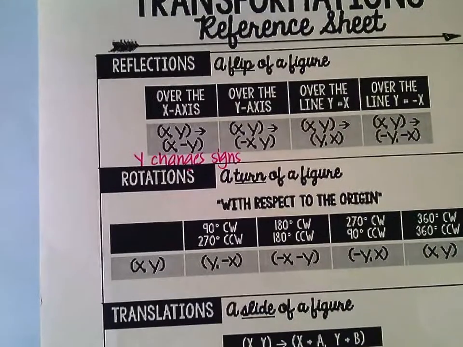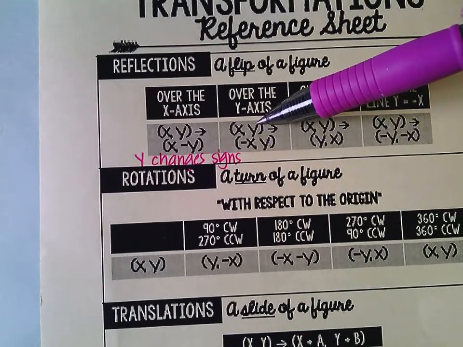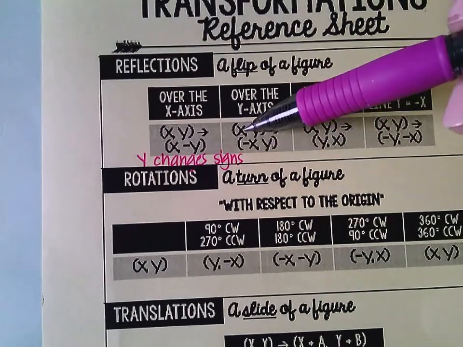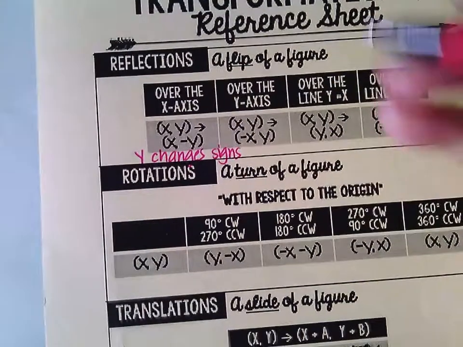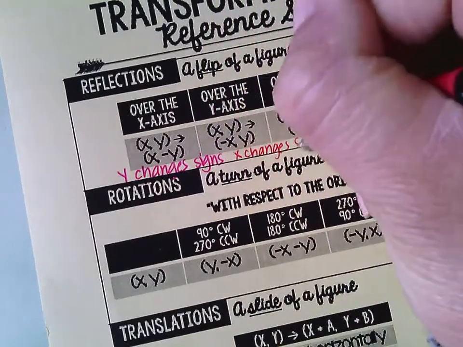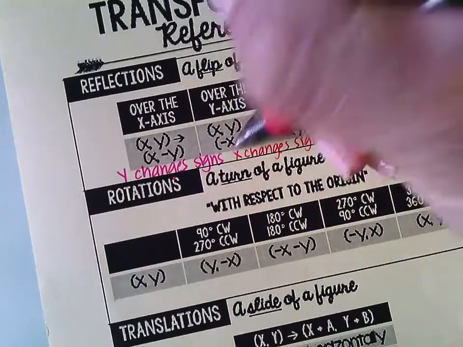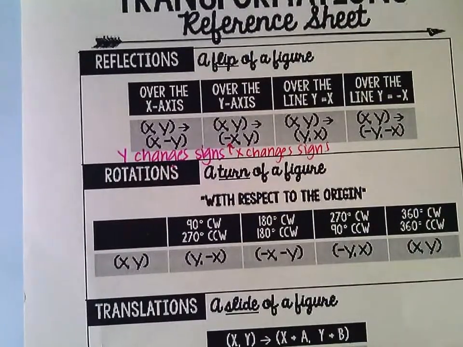If you look here, when you reflect across the y-axis, the y's stay the same. So if they're positive, it stays positive. If it's negative, it stays negative. But the x changes signs. So if it was a positive x, it now becomes a negative x. If it was negative, it turns positive.